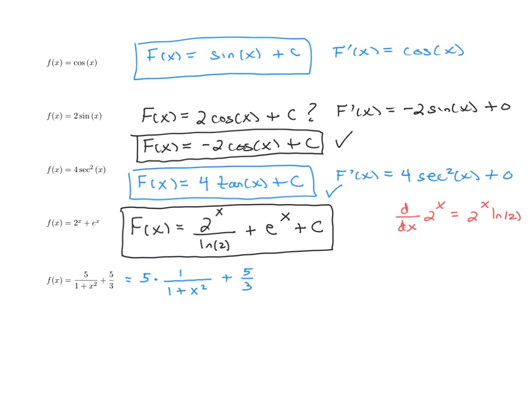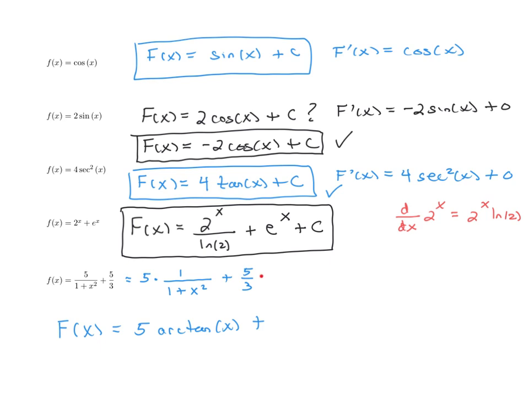Can we think of some function whose derivative is 1 divided by 1 plus x squared? And we do have a function for that. That was arctangent or tangent inverse. Therefore, if we want the antiderivative, it is 5 times arctangent of x. And this is because arctangent goes to this very expression here.